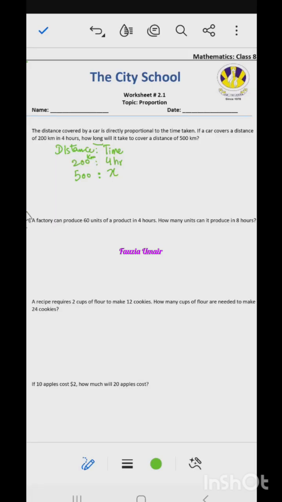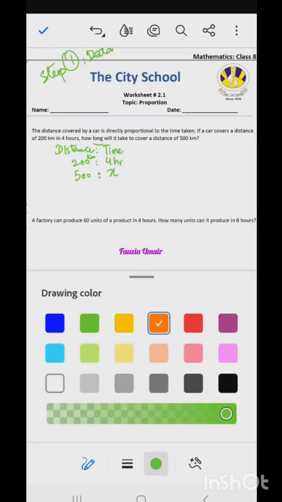Okay, so now this is the first step. We will perform this question in 3 steps. Step 1 is basically writing the data. You need to write down the data in the form of ratios. Now you will see what kind of relation distance and time have. Do they have direct proportion or inverse proportion?